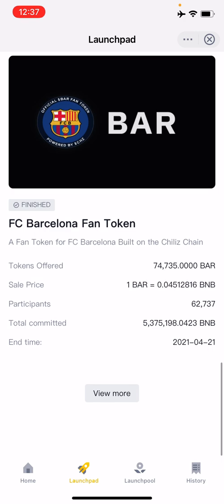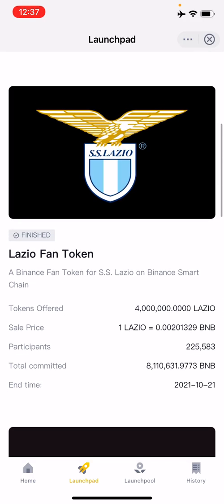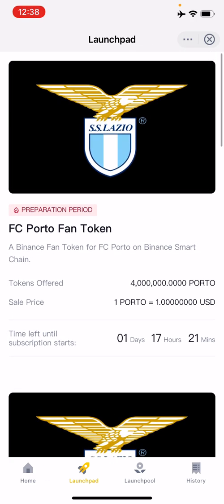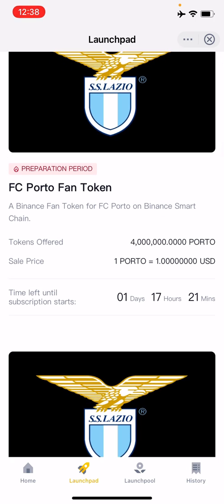And when it launched for 0.04 BNB, something like that, the dollar equivalent I can't actually say right now, but what I just want to say is it was for $1, and Lazio was also for $1. When Lazio came out, it was 1 Lazio to $1, but within just a few hours, the price skyrocketed.